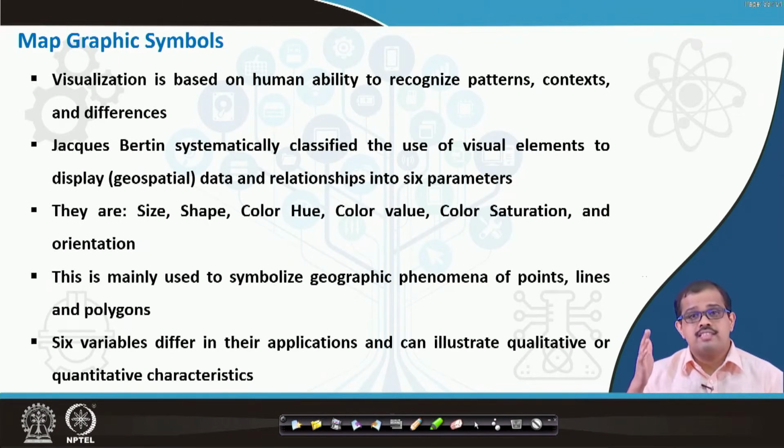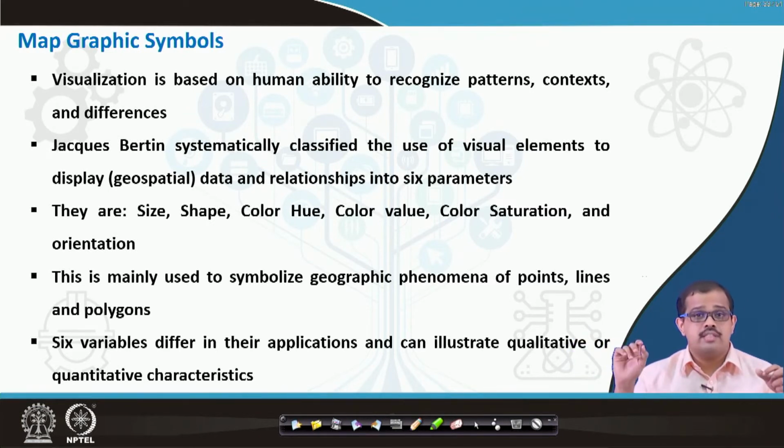So if you want to understand in terms of pattern, context and differences, then you use map graphic symbols. Jacques Bertin systematically classified the use of visual elements to display data and relationships into parameters. He explained how we can look at the visual elements and display any of the geospatial data that we would have generated in terms of relationships and in different parameters. He basically took it into 6 parameters.